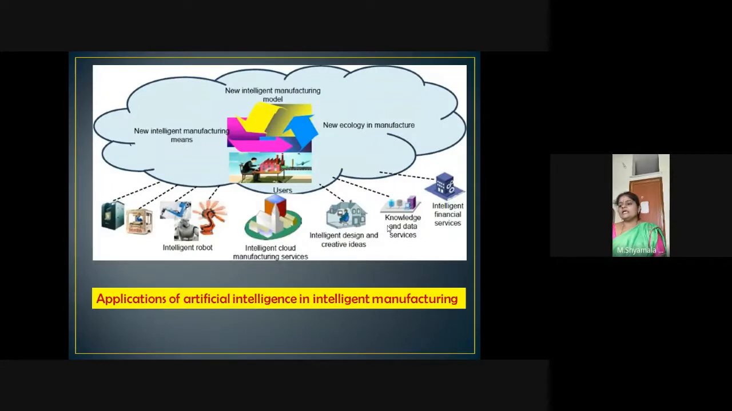Next, we will see the application of artificial intelligence in intelligent manufacturing. As far as intelligent manufacturing is concerned, intelligent robots, intelligent cloud manufacturing services, intelligent design and creative ideas, knowledge and data services, intelligent financial services, and everything can be done with the application of artificial intelligence.